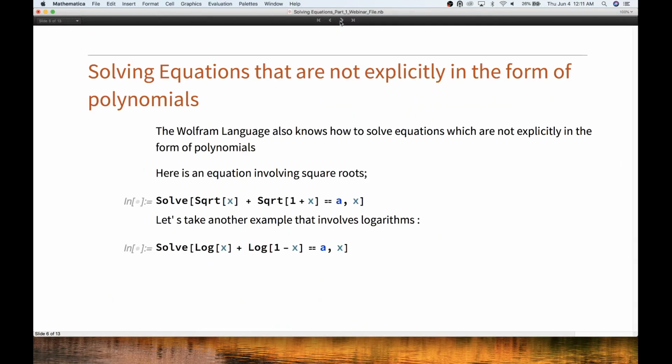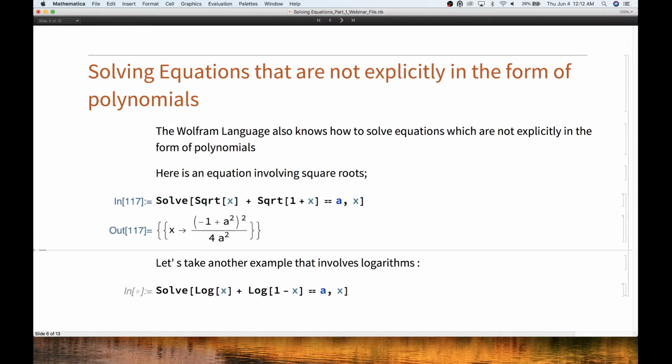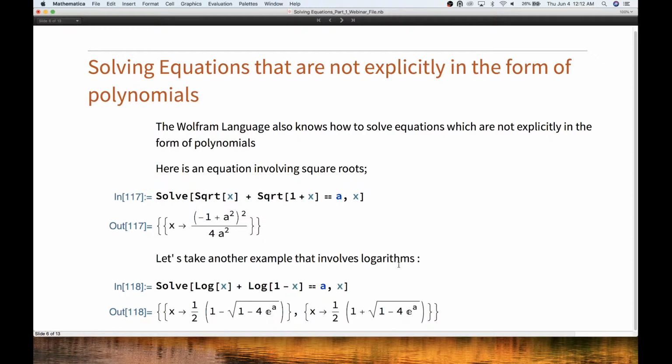Now let's take a quick look at solving equations that are not explicitly in the form of polynomials. Here is an equation involving square roots. We are solving square root of x plus square root of 1 plus x is equal to a, with respect to x. Here is another example, having log of x plus log of 1 minus x is equal to a, and solving it for variable x.